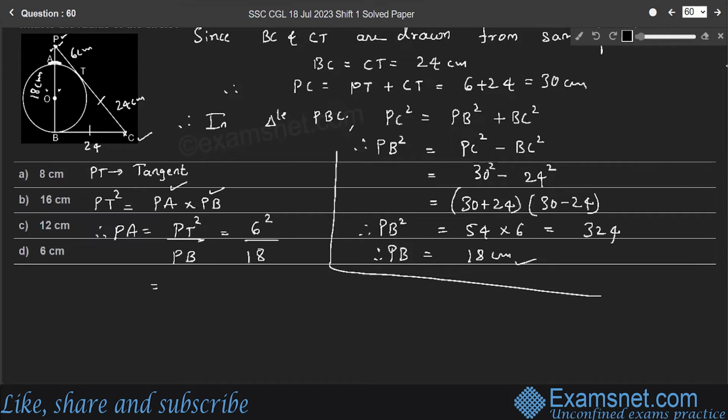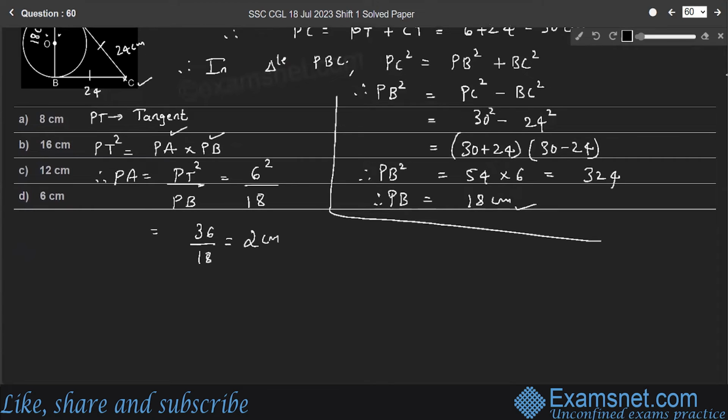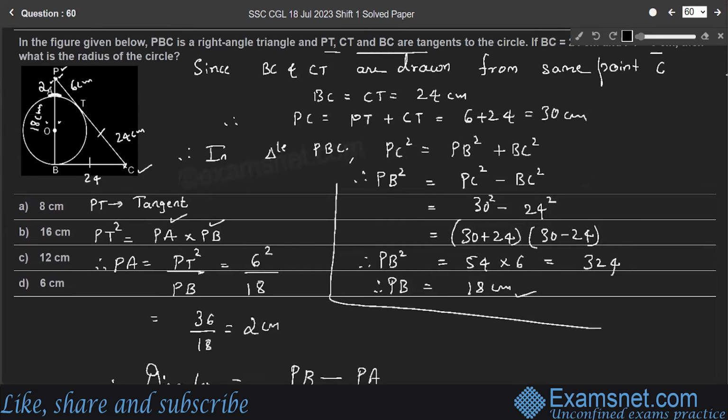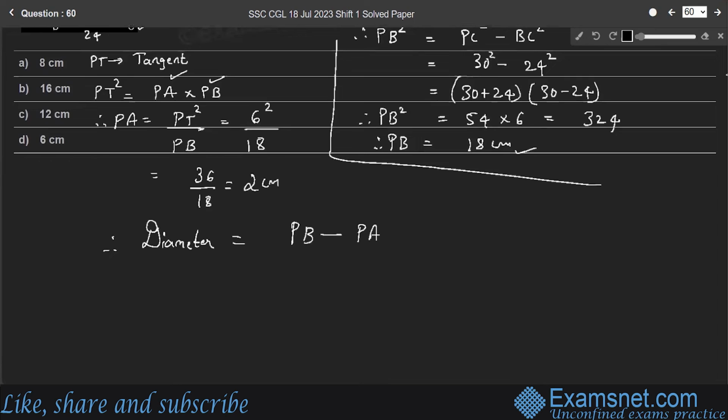So 6 square, which is 36, by 18, which is PA, is 2 centimeter. Right? So if PA is found, we can easily find the diameter. Therefore, diameter is equal to the whole PB minus PA. So the whole line PB, 18 centimeter, minus PA, which is 2. So 18 minus 2 gives 16 centimeter, which is the diameter.